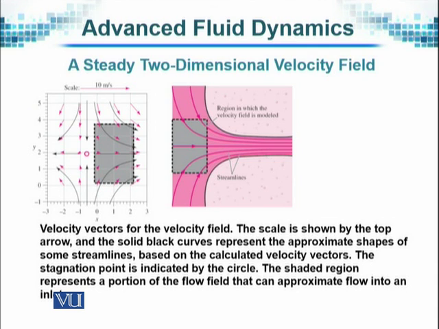And obviously, at a stagnation point, there is no motion. There is no movement. The shaded region here represents a portion of the flow field that can approximate flow into an inlet. So you can see that this is approximately, this can be used for any inlet.